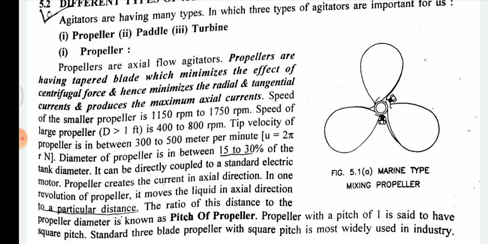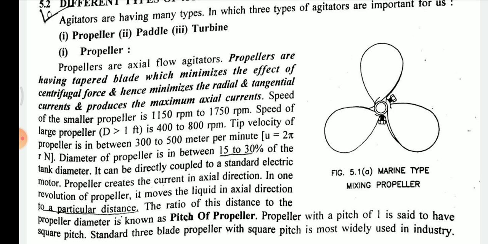Generally the speed of the smaller propeller is 1150 rpm to 1750 rpm. The speed of a normal, smaller propeller ranges from 1150 rpm to 1750 rpm.